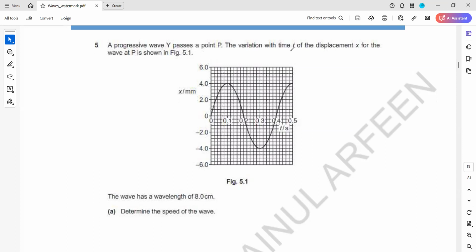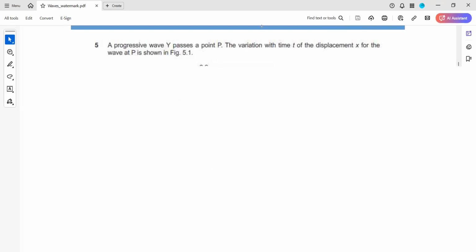The variation with the time for the displacement of x and for the P is shown. Look, one thing: when they show or give you a progressive wave and they ask you to draw an arrow to show the motion of the particles, this is not in the question, but I'm just giving an idea. If they said, for example, there's a progressive wave.